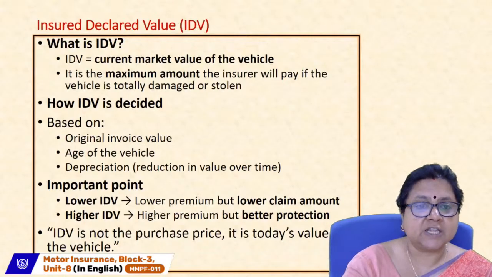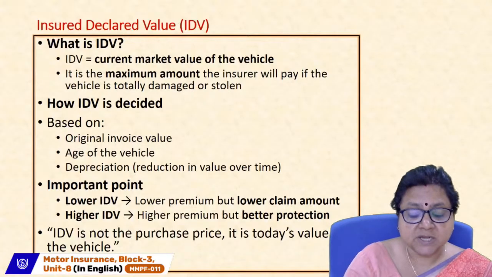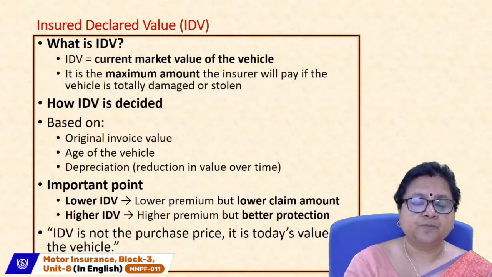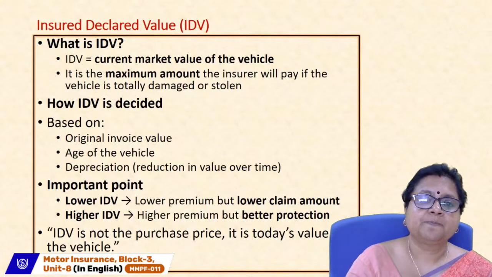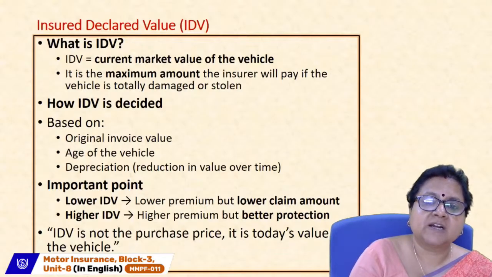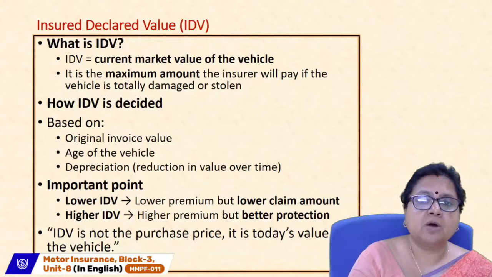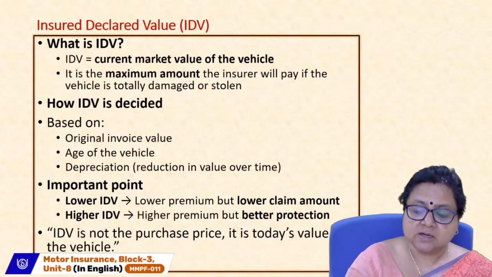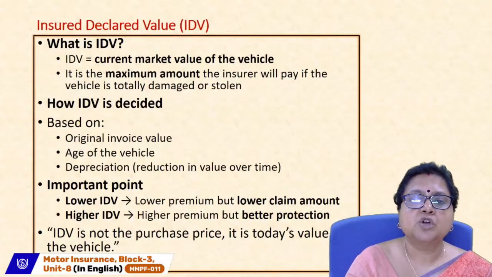As I was telling, in case of zero depreciation, the IDV is the current market value of the vehicle. That means they are not reducing the depreciation of the different parts and calculating the value. The current market value is the value of the vehicle. But in case of maybe 50% depreciation on the spare parts, the IDV is the current market value, which includes the depreciation of the spare parts also. So IDV is nothing but the limit which the insurer will pay. We were just talking in the previous slides that initially there was no limit, but now there is a set limit, which is the maximum amount the insurer will pay if the vehicle is totally damaged or stolen.